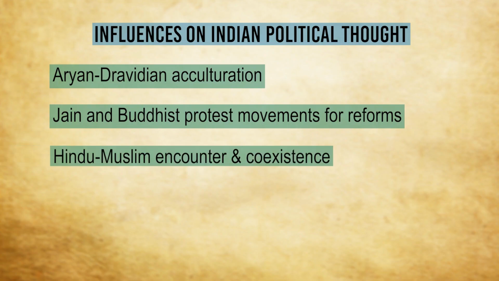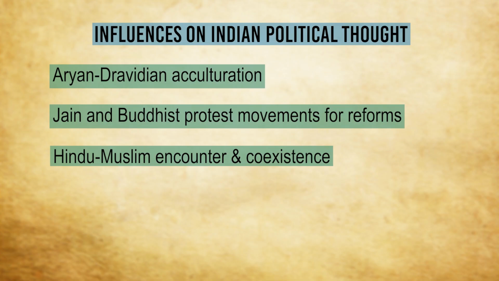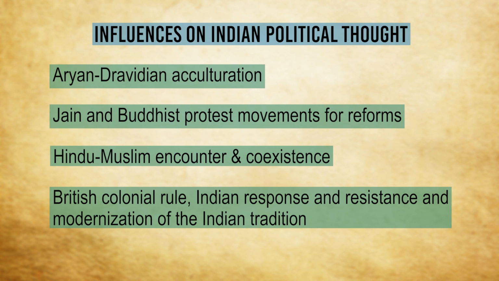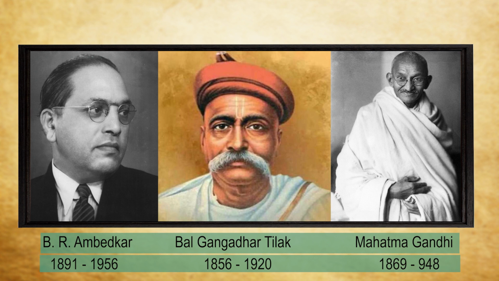The third influence refers to the Islamic invasion in India, the Hindu-Muslim encounter, coexistence. If you look into the writings of Ziauddin Barni, Abul Fazl, you'll get an idea as to how Islamic political thought developed along an independent line of thinking. Ideas on kingship, administration, justice, law and order were also explored and elaborated in the various writings put forth by the Islamic theorists. The final influence on Indian thought was the British colonial rule, the Indian response to it, and the development of modern Indian political thought through the writings of Bankim Chandra, Rabindranath, Tilak, Gandhi, Ambedkar.